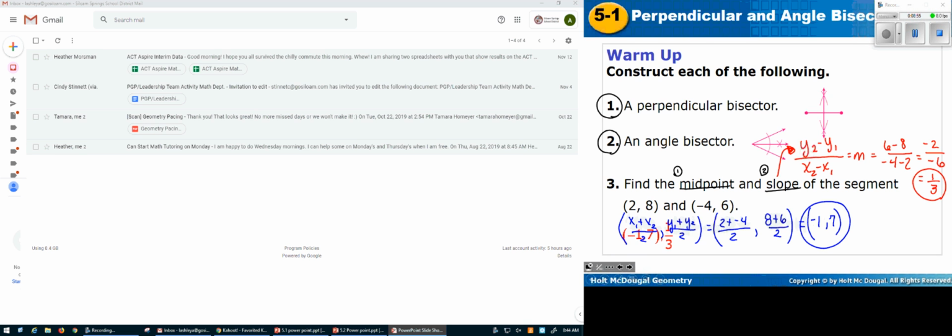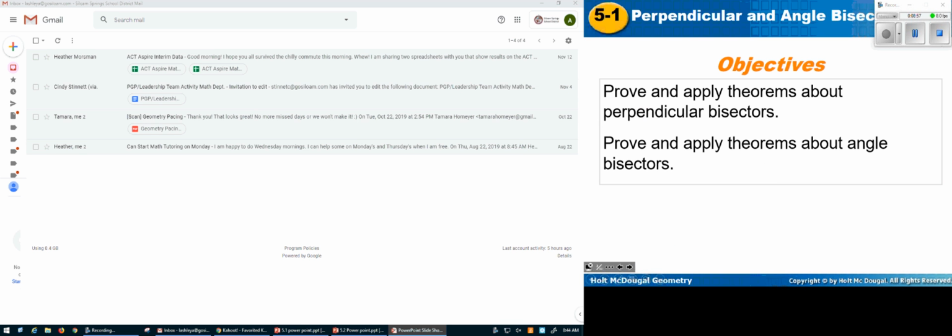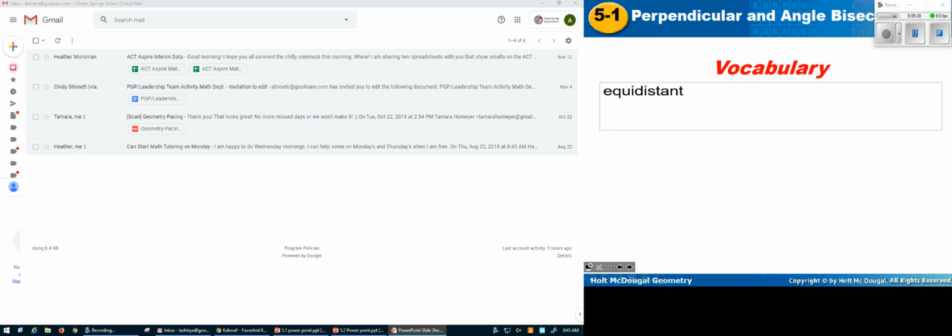So we're going to move right into this. Section 5.1 is going to talk about 2 theorems, the perpendicular bisector theorem and the angle bisector theorem, which is why we started with constructing each one of these. Okay, so I'm going to label up here on the board, this is perpendicular bisector, and this is angle bisector. Okay, and then we're going to talk about what these theorems say. So this is the construction for each of those.